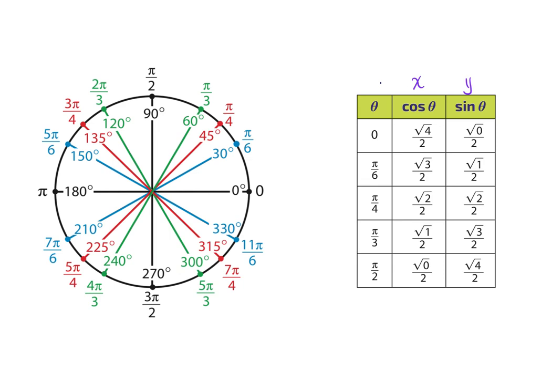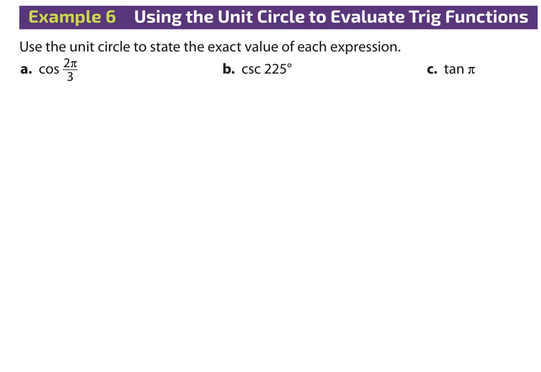This is going to help you tremendously when you start doing ones that have reference angles in them that you know, okay? So let's look at how we use it. Use the unit circle to state the exact value. When it says exact value, it means it wants the radical or the fraction. It does not want a decimal, okay? So exact value means your ratio, your fraction. Use the unit circle. Cosine of 2 pi over 3.